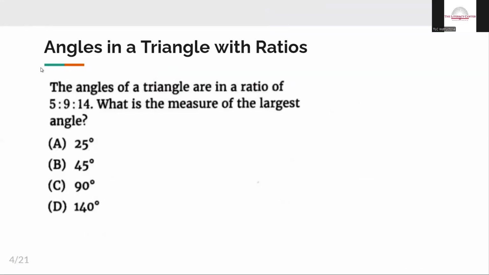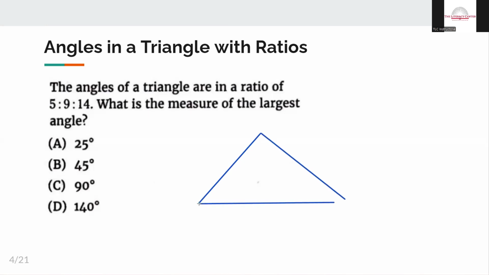Angles of a triangle are in the ratio of 5 to 9 to 14. What is the measure of the largest angle? This is a very confusing problem. If you haven't seen it before, let me try to draw a triangle. Maybe our triangle looks like that. And let's put these numbers in each corner. I'm going to put 14 up here because that seems like the biggest one. And we'll put 9 over here, and we'll put 5 here.